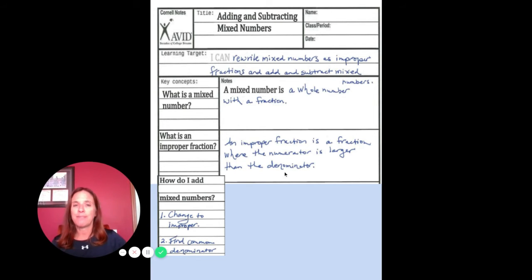All right, so how do I add mixed numbers? Let me move myself out of the way here. We're going to follow two steps. You're going to change to an improper fraction first, and then you're going to find a common denominator.